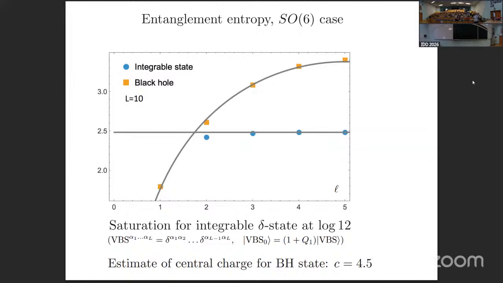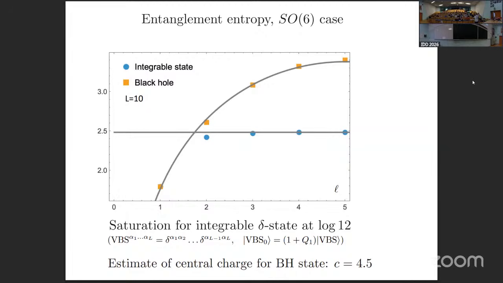And again, we compare it to the entanglement entropy for an integrable state, which consists only of arches which are not beneath each other. And this time it's built from delta functions and not epsilons, because it has to mimic the SO6 singlet. And also, instead of taking 1 minus the translation operator, we take 1 plus the translation operator. So we get a state of momentum 0.